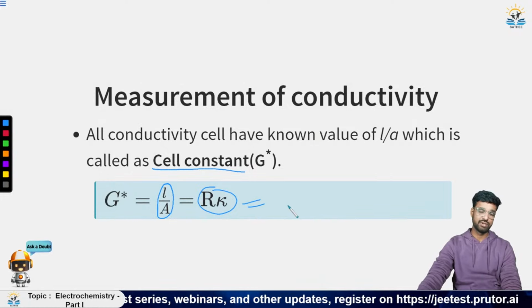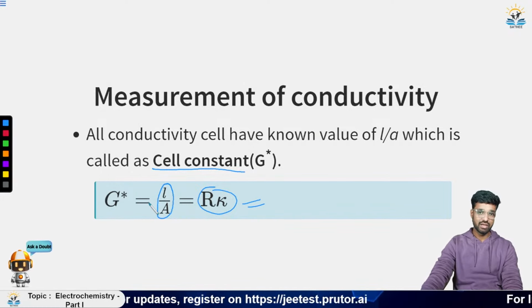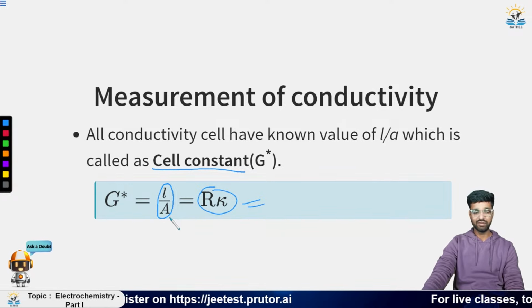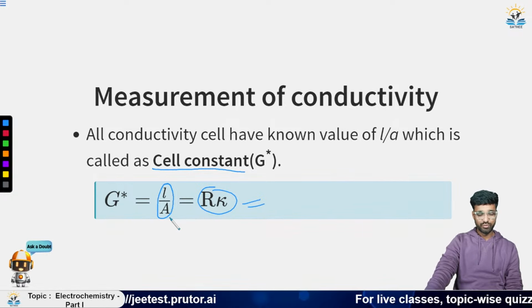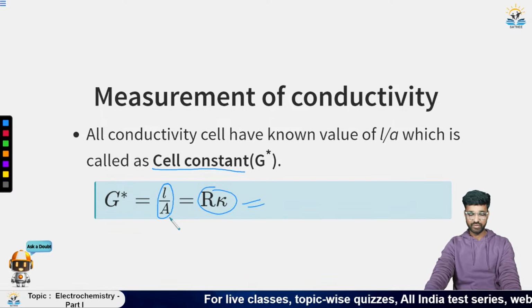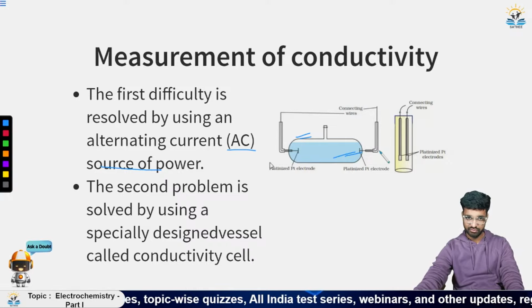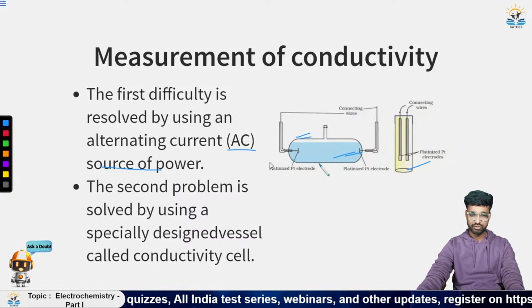So this is the same formula that is given here. Now, knowing this value, that is L by A of a given conductivity cell, you put the solution there, and then you can calculate the conductivity very easily by using that conductivity cell, of which we have a photo here. So you can use this and this. The two most common are given here.